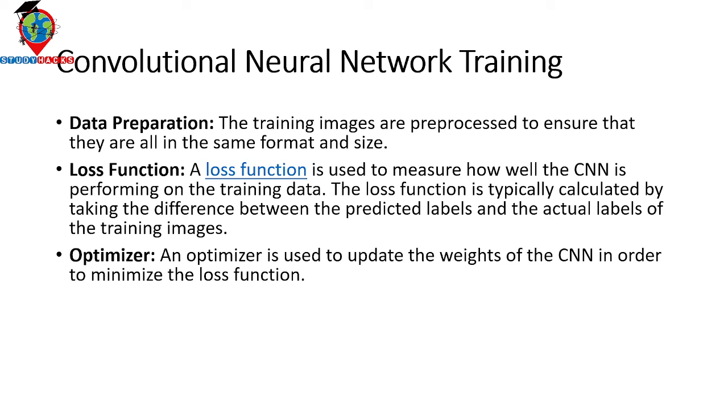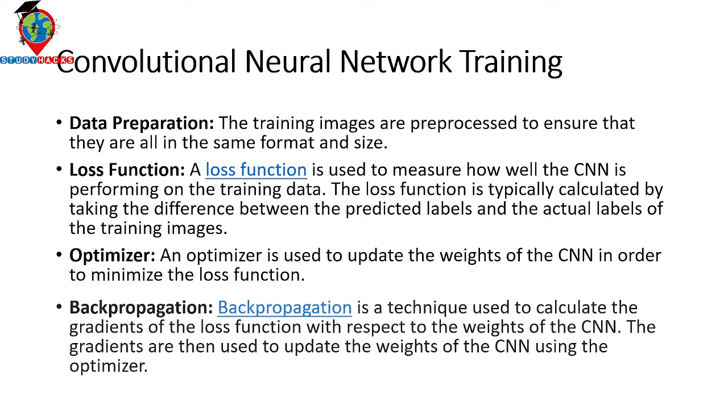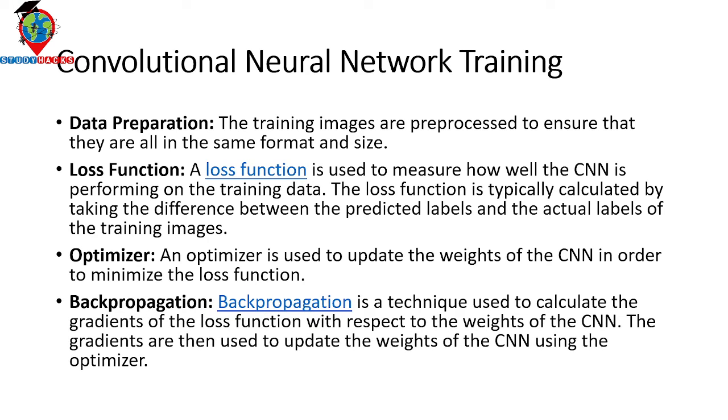An optimizer is used to update the weights of the CNN in order to optimize the loss function. And backpropagation is a very important technique used to calculate the gradient of the loss function with respect to the weights of the CNN, and the gradients are used to update the weights of the CNN using the optimizer.